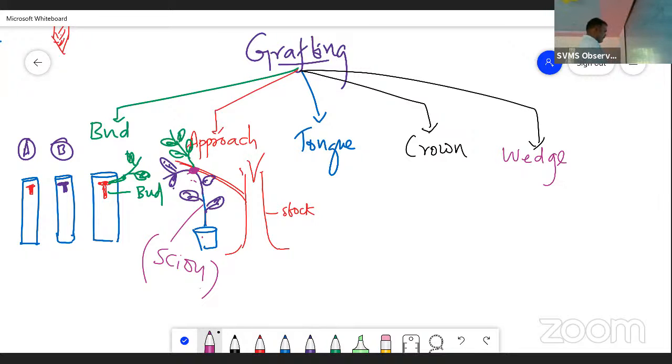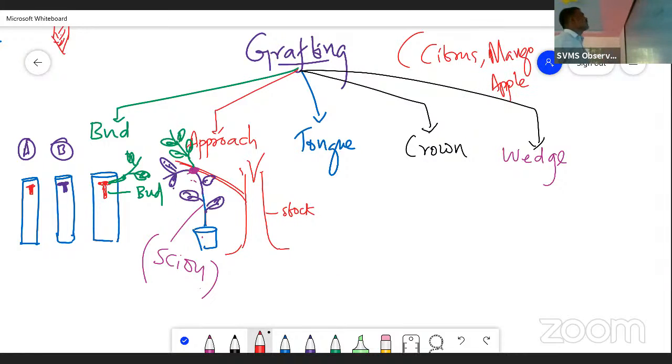Such as citrus and mango and apple. So these plants can be artificially propagated by the grafting technique, right? So next, the third type is tongue grafting.